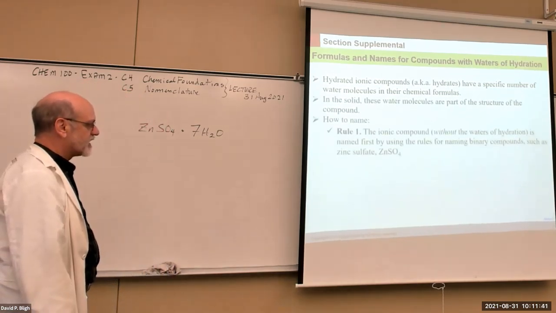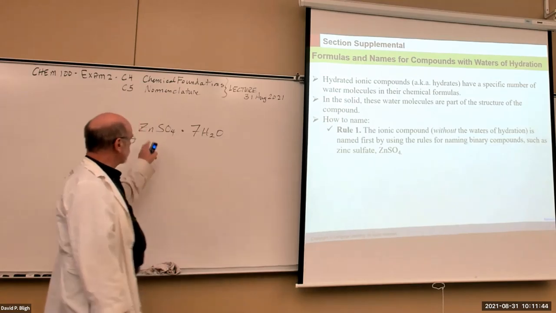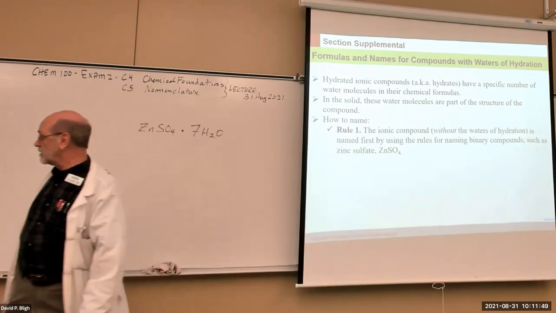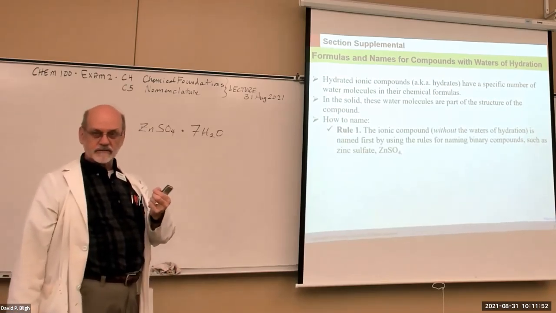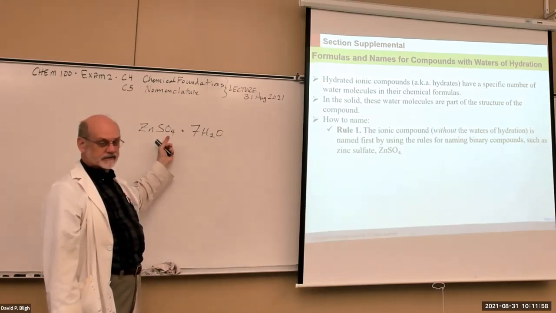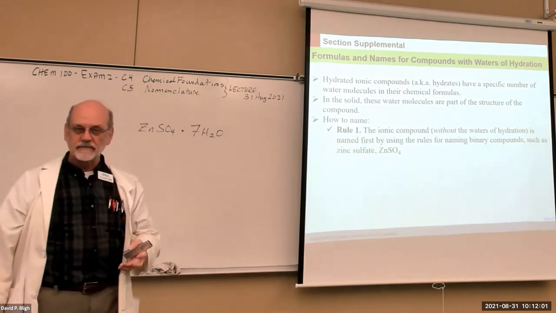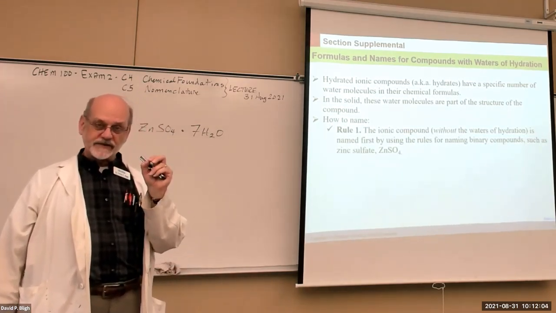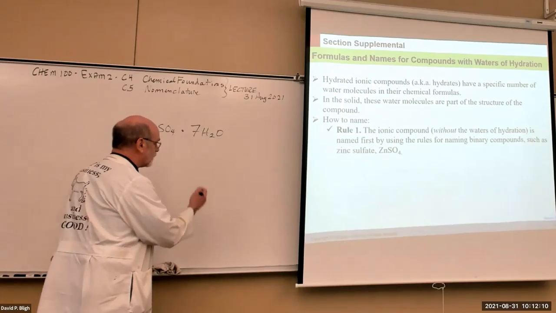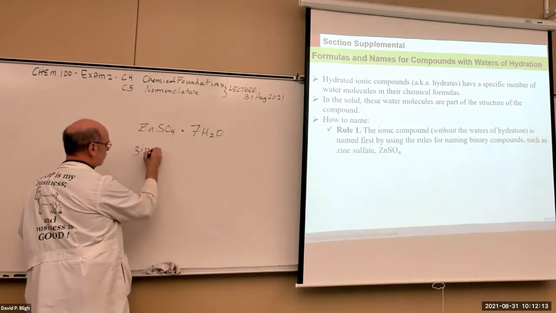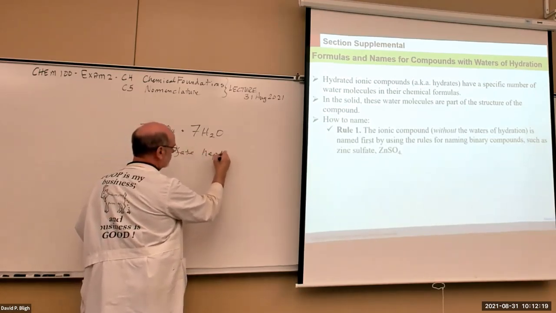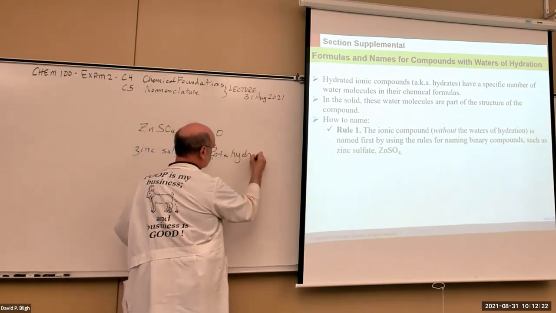Okay, so how do you name it? Well, in this case, you just say zinc sulfate. And remember, zinc is one of those elements that has a fixed charge. So you only have to say zinc sulfate because it's always 2+, and that's always 2-. But then how do you get the water in there? You name the Greek prefix for how many waters, and you call the waters hydrates. So you say zinc sulfate, in this case, heptahydrate.